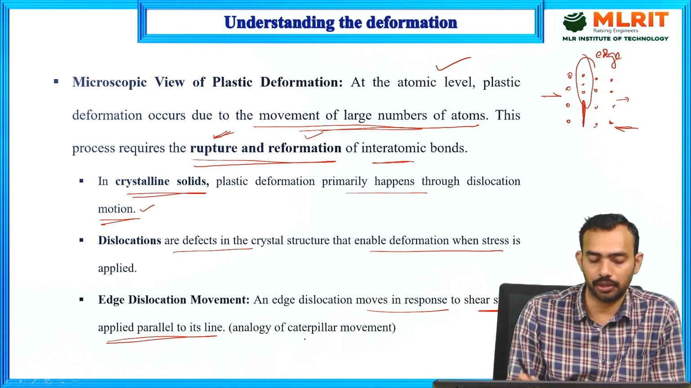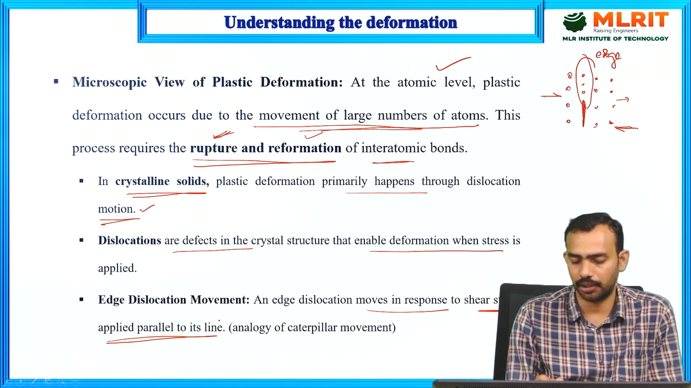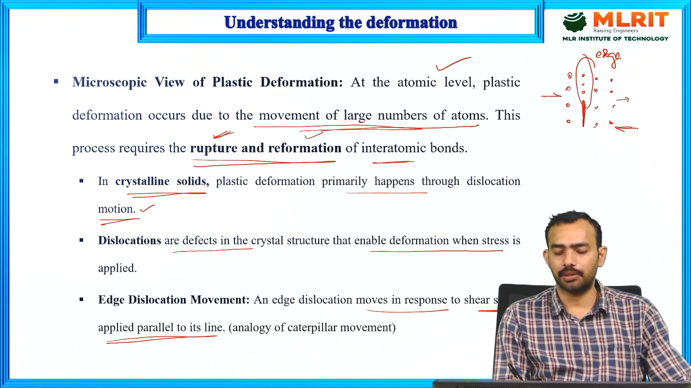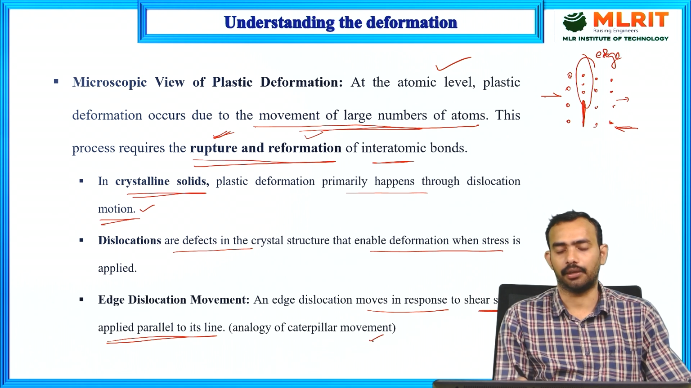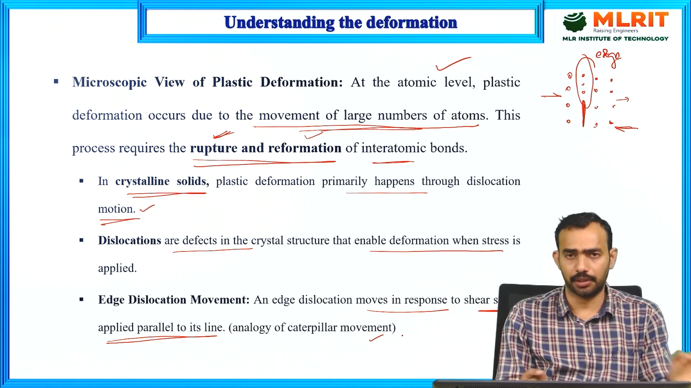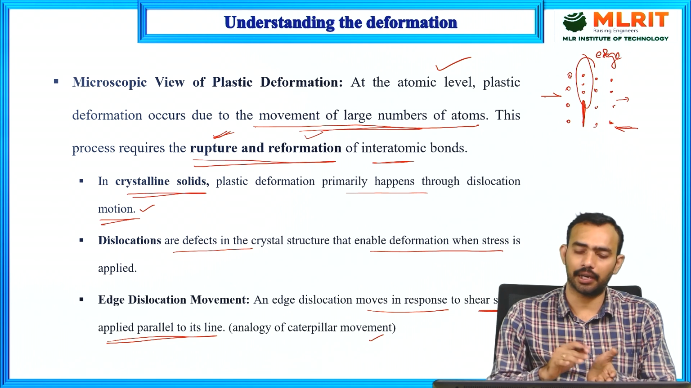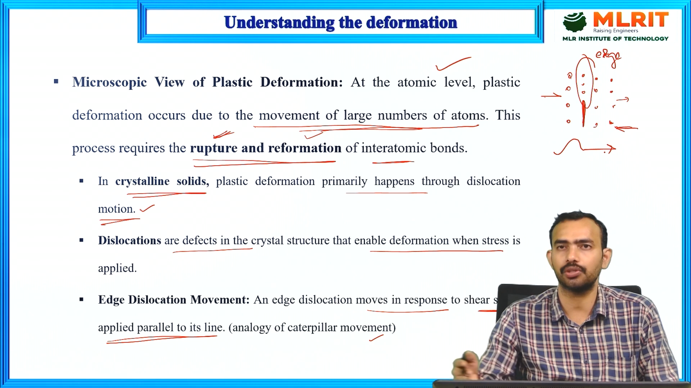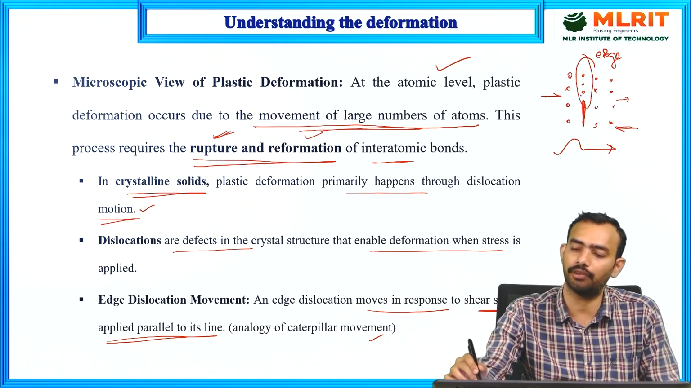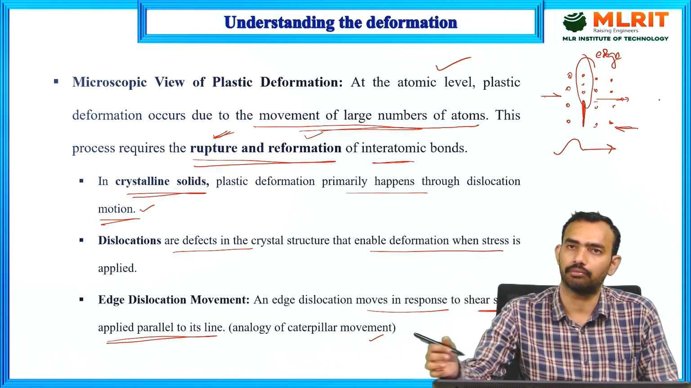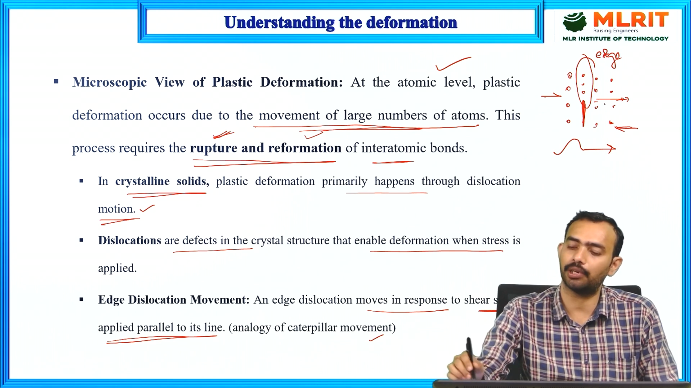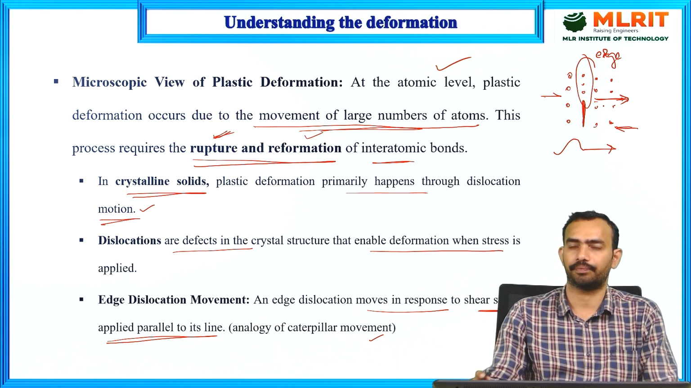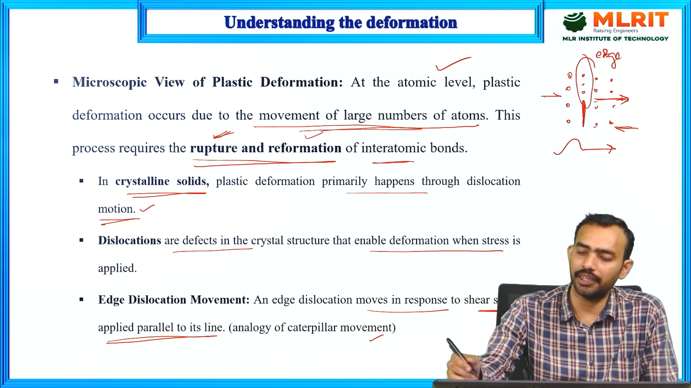This edge dislocation movement is very much similar to the analogy of caterpillar movement. How does a caterpillar move? It basically lifts the back and pushes forward, so that it moves in the forward direction. Similarly here also the plane will be shifting, slipping from one position to another. This phenomenon of dislocation movement is called slipping between the layers in the material.